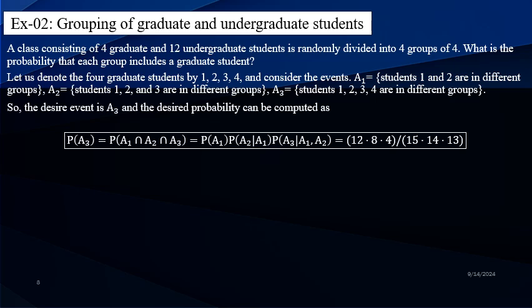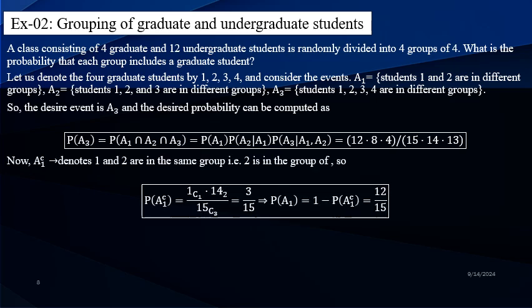So what do we have to compute? We have to compute the probability of A3. A3 by default contains A1 and A2. So the probability of A3 is equal to the probability of A1 intersection A2 intersection A3. Here you can apply the multiplication rule directly to get a formula to compute the probability of A3, the desired probability. So how will we compute this? That is A1, A2, A3. That one is a combinatorial problem.